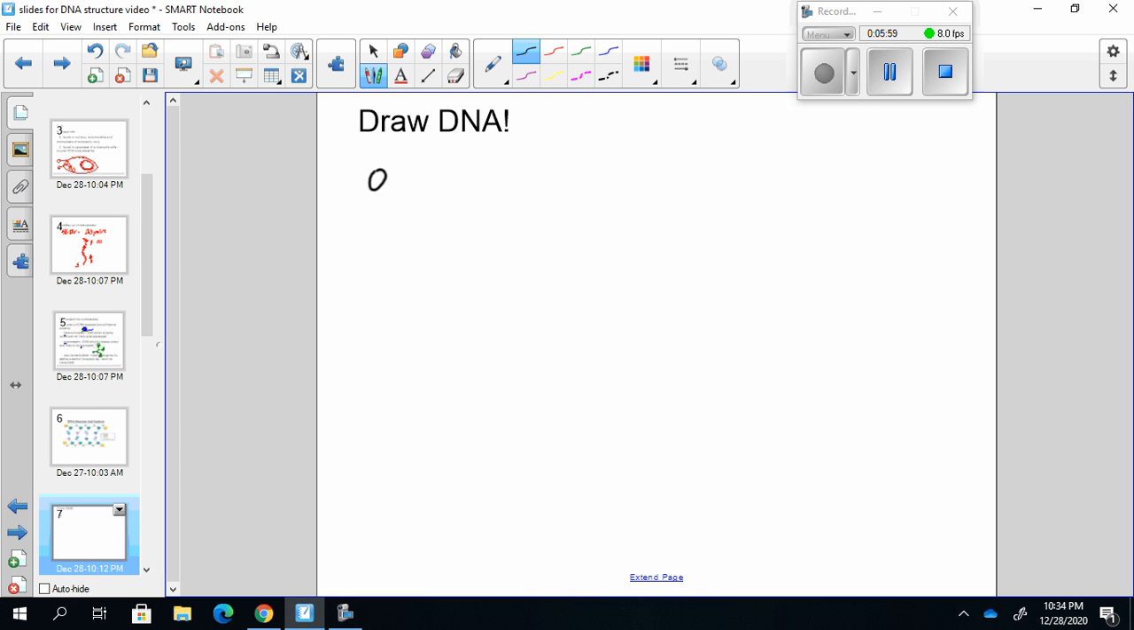So let's do a phosphate group, which is PO4. One of the O's is a double bond. So it looks like that. So that's my phosphate group. That's attached. This will be my 5th carbon, which is in the branch.